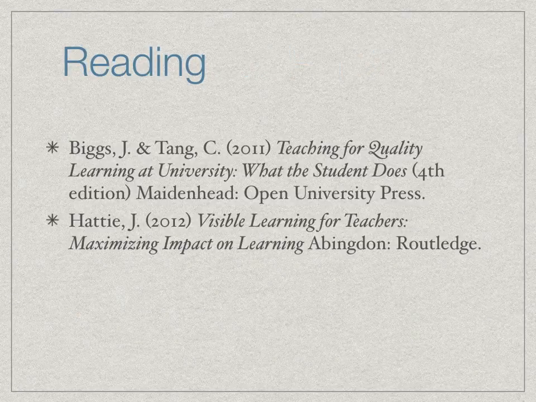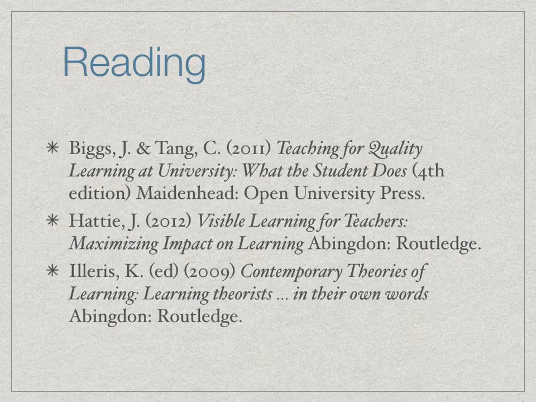Reading wise, we're going to use the same two core texts that we've been using so far, the Biggs and Tang and the Hattie, and we're going to add one, and we're going to provide you with a copy of this. Nudiliris, who did the Field of Learning Triangle that we looked at earlier on, has edited a really fantastic book called Contemporary Theories of Learning, Learning Theorists in Their Own Words, and lots of the theorists that are in that triangle have each written a chapter of the book where they talk about what's really important in their educational ideas. And it's a fantastic way of getting a good introduction to the theorists.